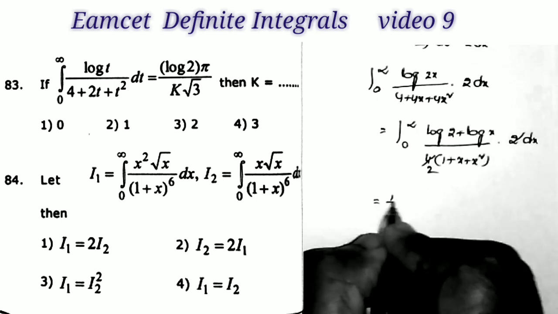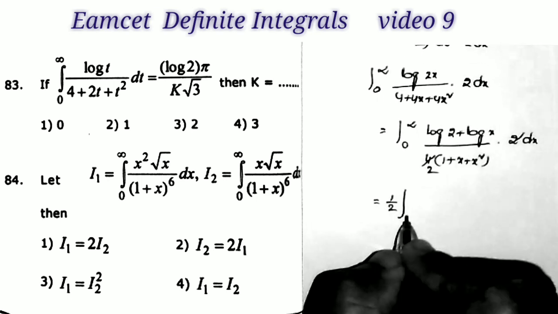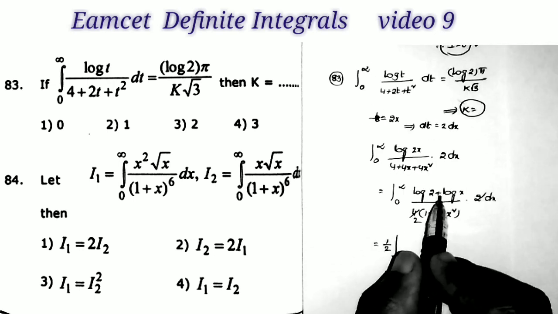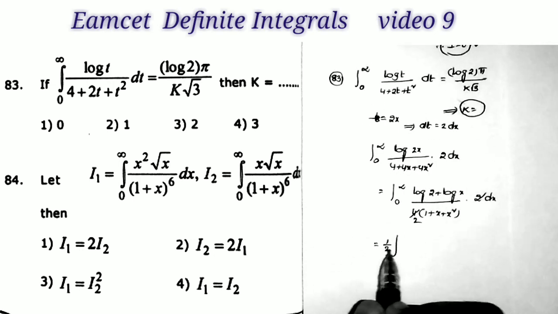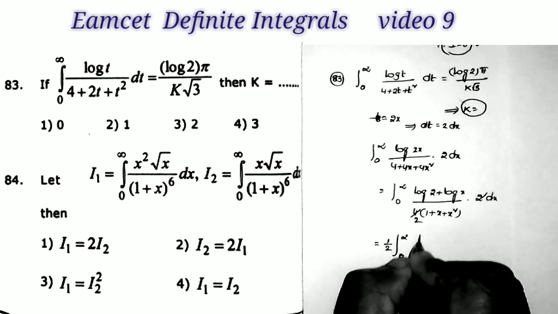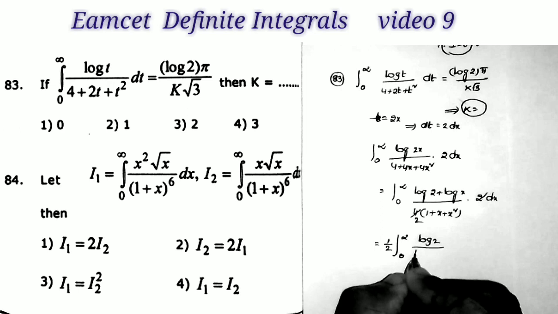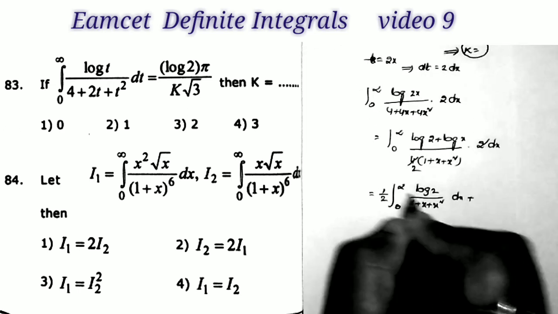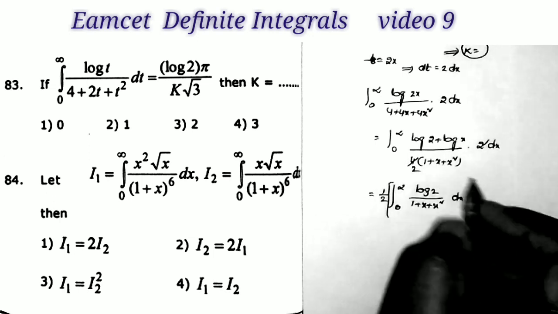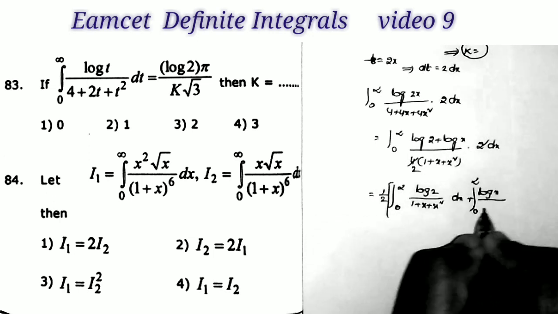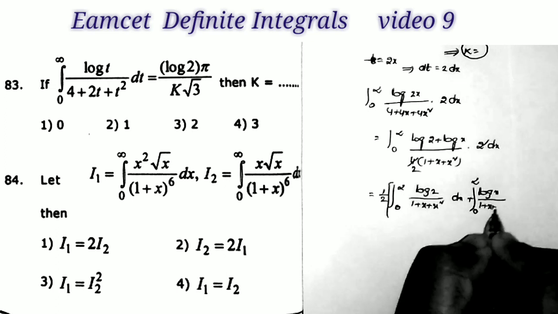Now writing the constant before the integration, and separating the denominator and the integration into the remaining two terms. What is the first part? Log 2 by 1 plus x square into dx. And what is the second part? Log x by the denominator, the integral from 0 to infinity of log x by 1 plus x square into dx.